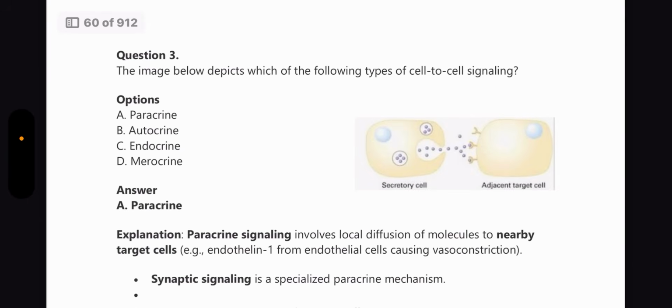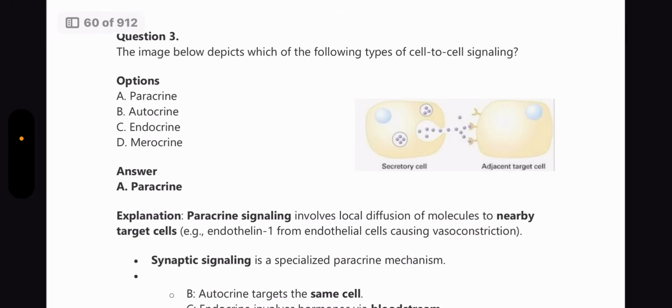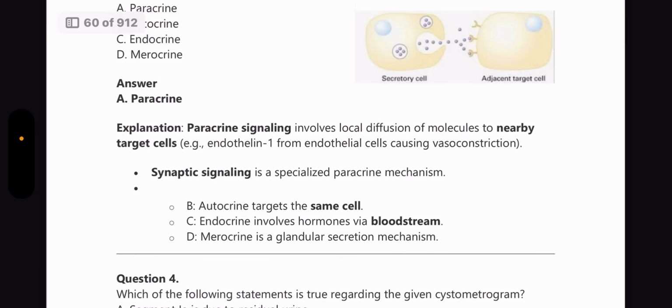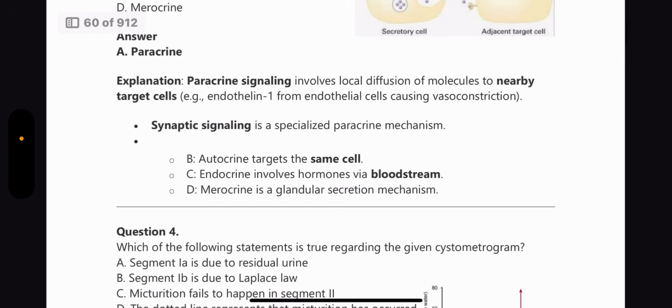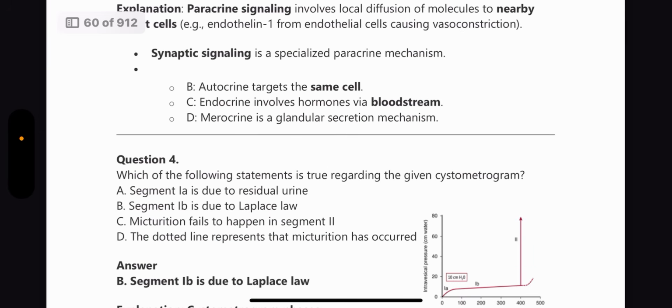Next, the image below depicts which of the following types of cell-to-cell signaling. Answer is paracrine. So paracrine signaling involves local diffusion of molecules to nearby target cells. Example, endothelin 1 from the endothelial cells causing vasoconstriction. Synaptic signaling is a specialized paracrine mechanism. The others: autocrine targets the same cell. Endocrine involves hormones transported via the bloodstream.